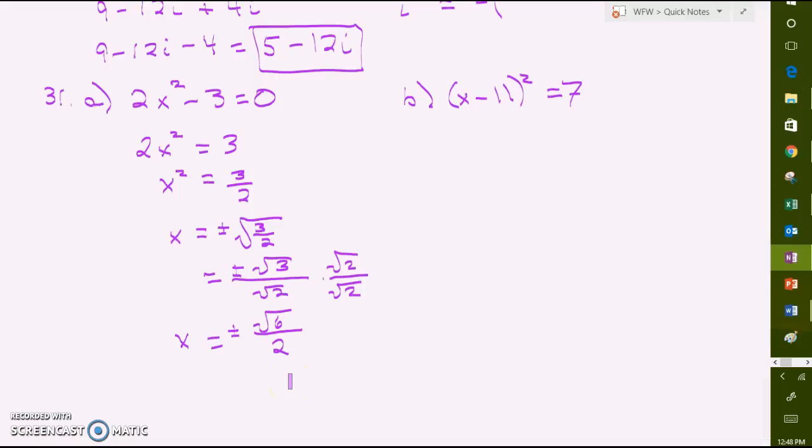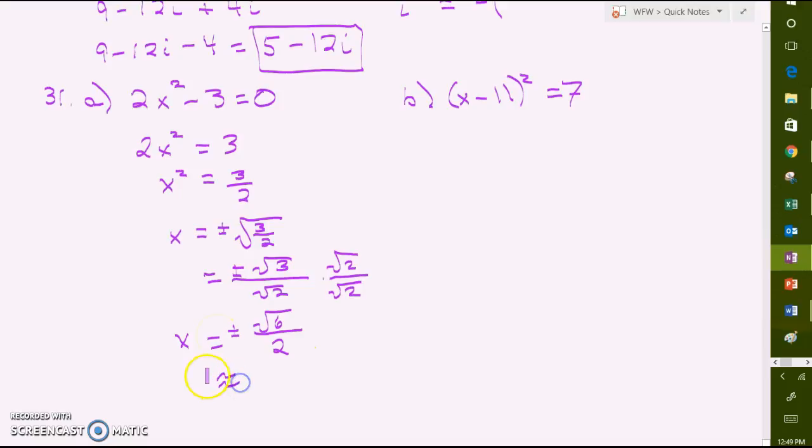Okay, that is the exact answer, but they want us to find an approximate answer. So what you're going to do is take the square root of 6 on your calculator, and you get 2.4494, and so on. We need it to 3 decimal places. So I'm going to write it out.